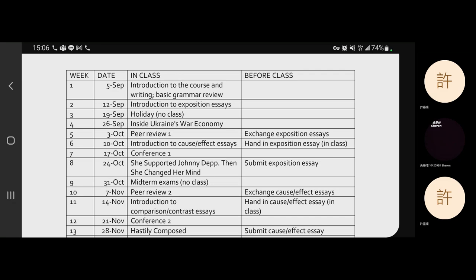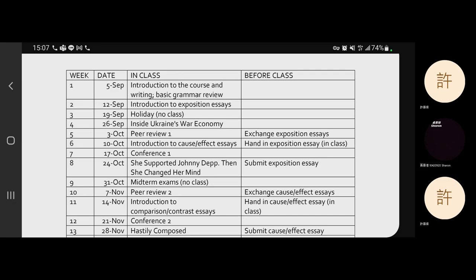And you will have to submit the final draft of your exposition essay. When it says submit, that means upload it to Moodle. So hand in is give me a paper copy. Submit is submit to Moodle. So that's the basic pattern for each unit.